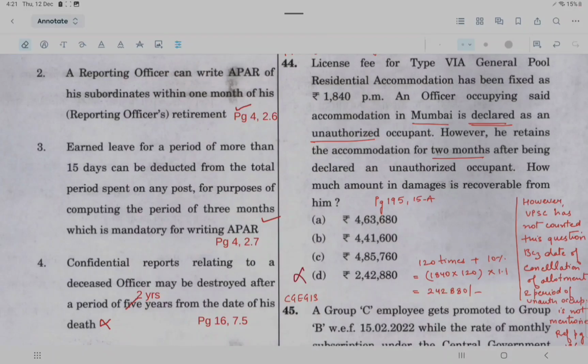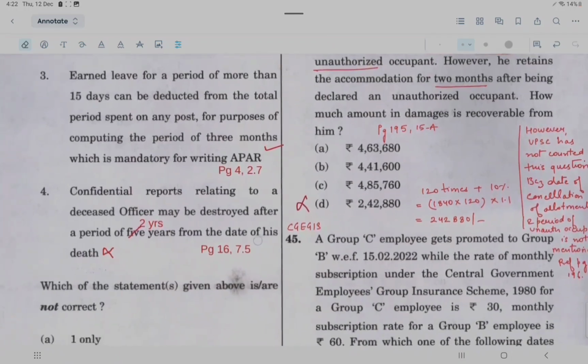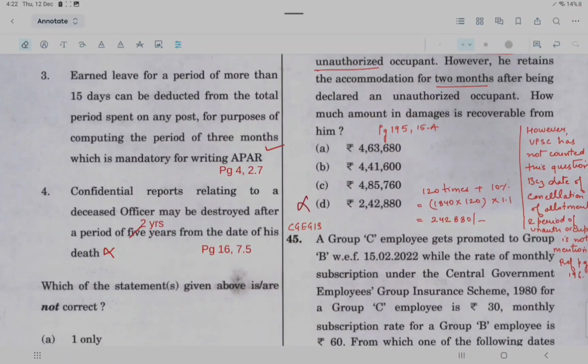Statement 3 is earned leave for a period of more than 15 days can be deducted from the total period spent on any post for purposes of computing the period of 3 months, which is mandatory for writing APAR. So this is also true. If you refer to next statement on page 4, 2.7, this is right.